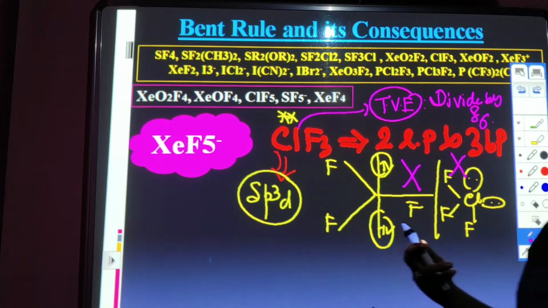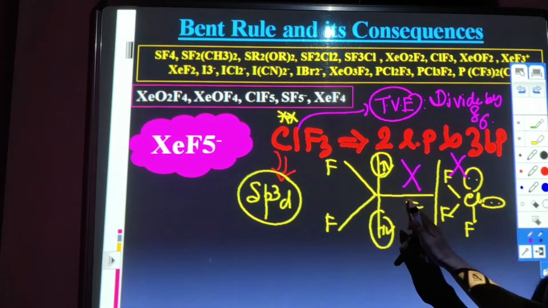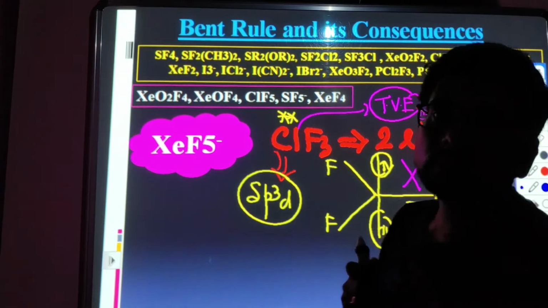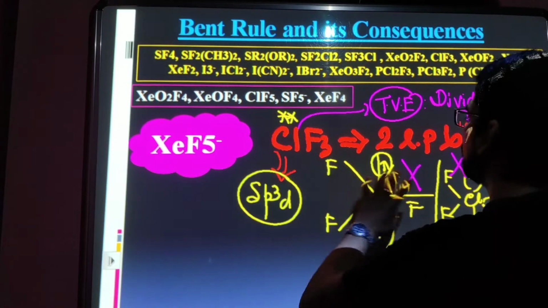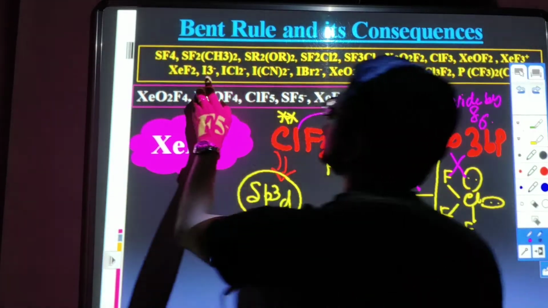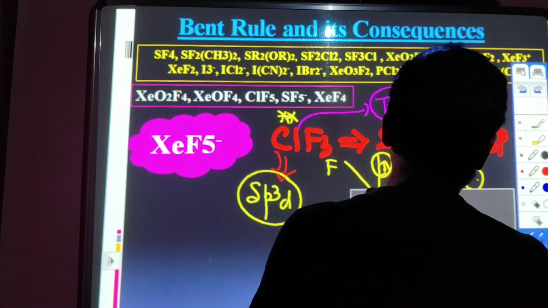So how can you say that these two shapes are incorrect? That's my Bent rule. Okay, one lone pair, two lone pairs. Then next move to a structure like XeF2.